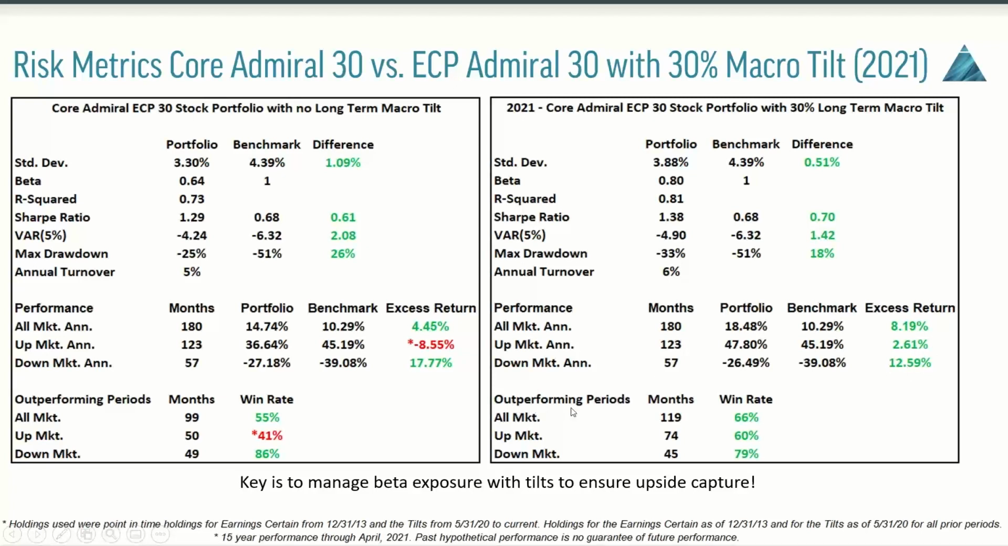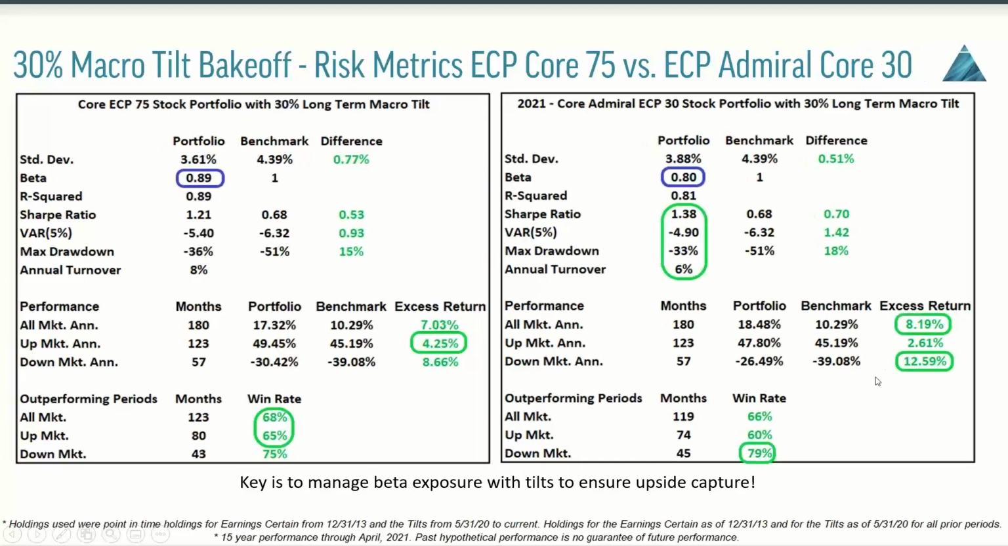So overall, when we start taking a look at the outperforming periods, outperformance in basically 119 months instead of 99 months, comparatively speaking, win rate of 55% bumps up to 66. Up markets from 50 to 74, we go from only a 41% win rate all the way up to a 60% win rate. Again, just by managing our exposure with those 6 tilt stocks. Okay, 49 months was the down market. We've got 45 months now. Win rate of 86% comes down to 79%, right? And that is the trade-off that we experience with managing those macro tilts.